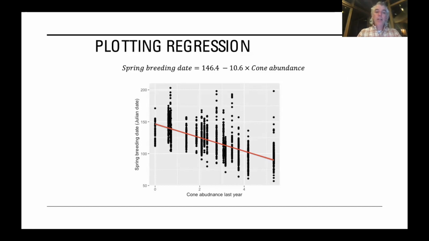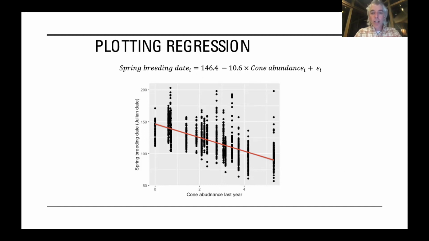And we can represent this relationship using a linear equation where the regression model indicates that the spring breeding date is equal to 146.4 minus 10.6 times the abundance of cones. So 146.4 is our intercept and negative 10.6 is our regression slope from this relationship here.